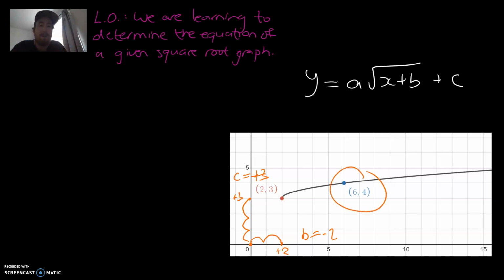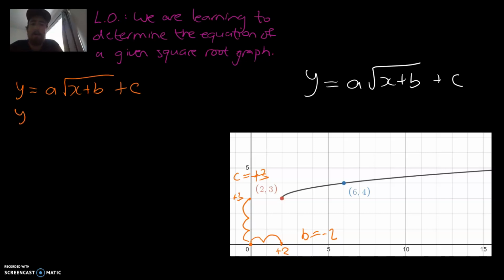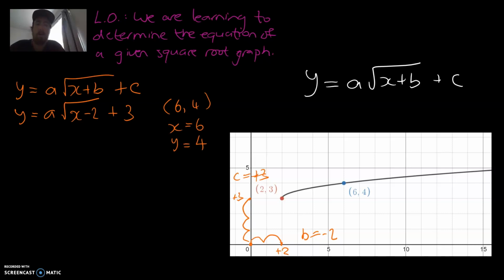We can then use another point, and we've been given that, 6, 4, to mathematically solve what the a would be. So let's write down our generic formula again. So y is equal to a, the square root of x plus b, and we're going to add c to that. And we already know that our b value is -2, and our c value is +3. And we also have a given coordinate, 6, 4, and at that point, x is equal to 6, and y is equal to 4. We're going to put those two numbers into our equation.